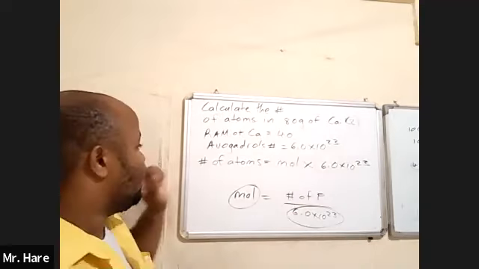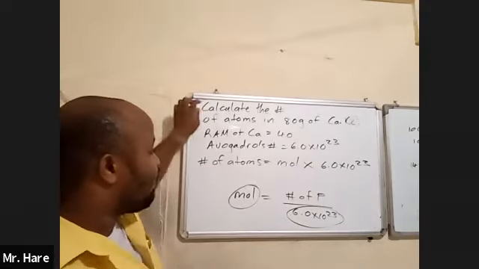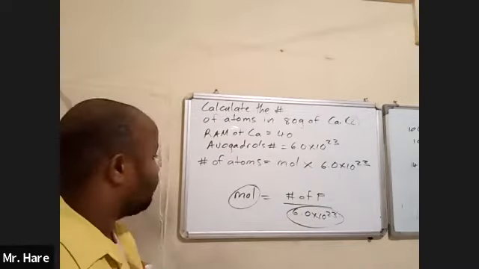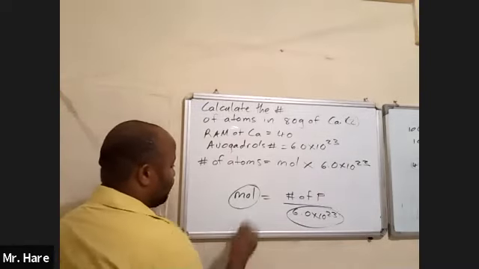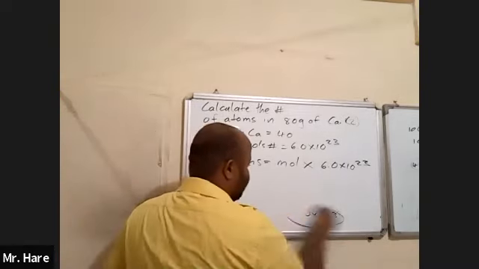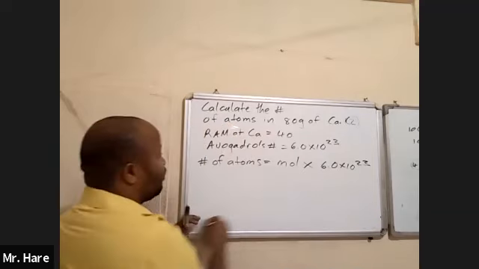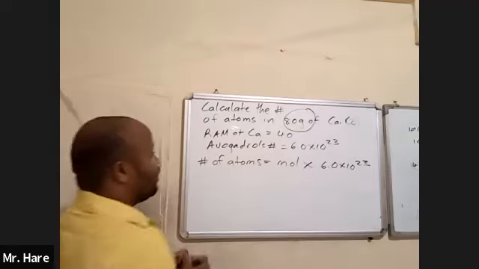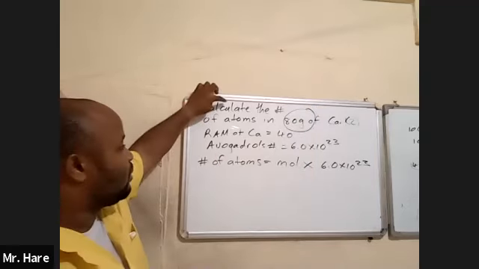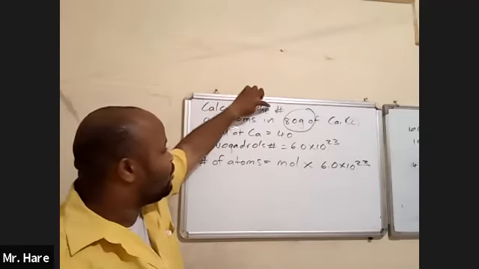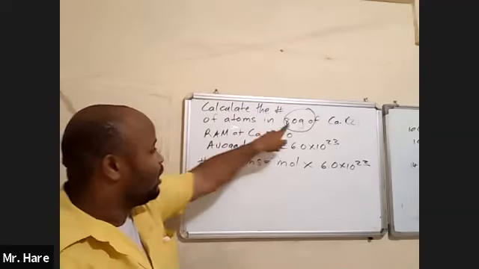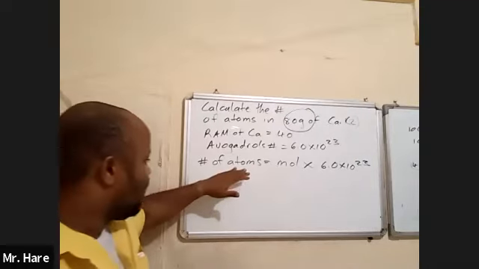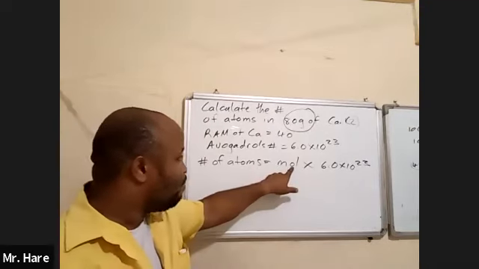But the question is, did the question give us the number of moles? No. What did it give us? The mass. It asks us to calculate the number of atoms in 80 grams of calcium. So to get the number of atoms, we need the moles.